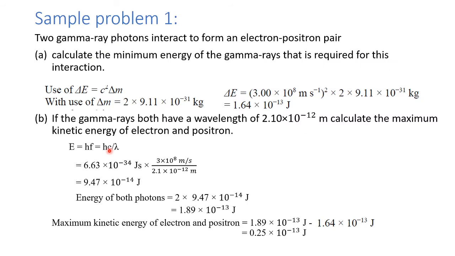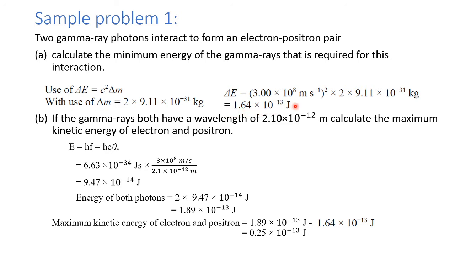Sample problem 1. Two gamma ray photons interact to form an electron and positron pair. Calculate the minimum energy. It's another example of the same thing. We need to calculate the energy, so we use the rest mass and multiply it by 2 as a pair. So we get the total mass, and the total mass converted to energy is 1.64 × 10^-13 joules.